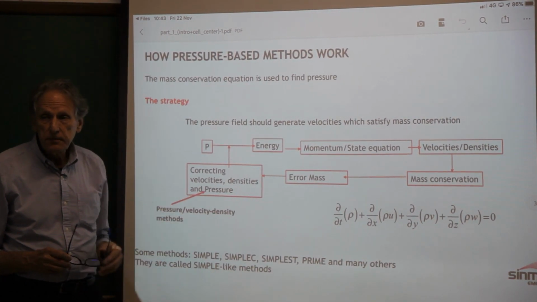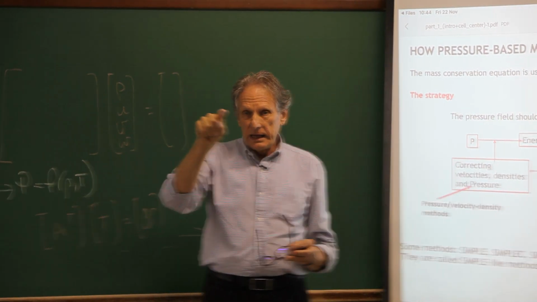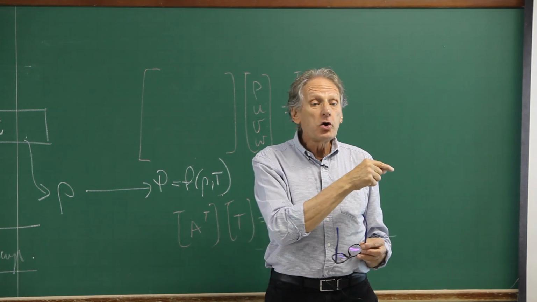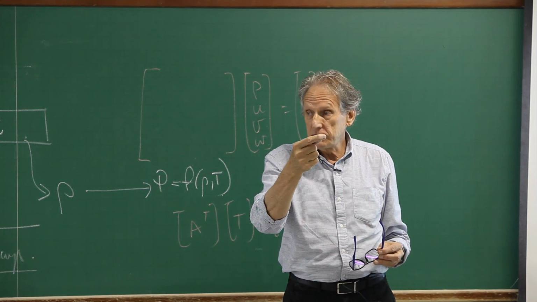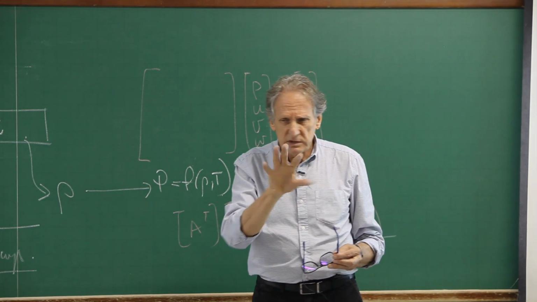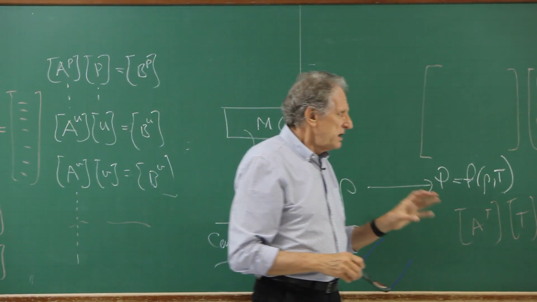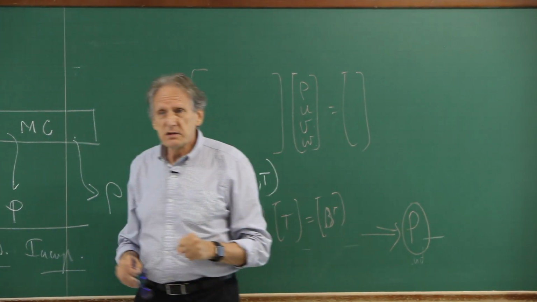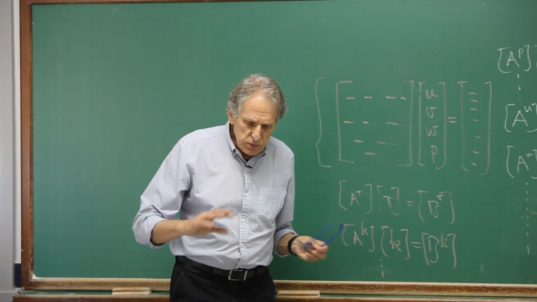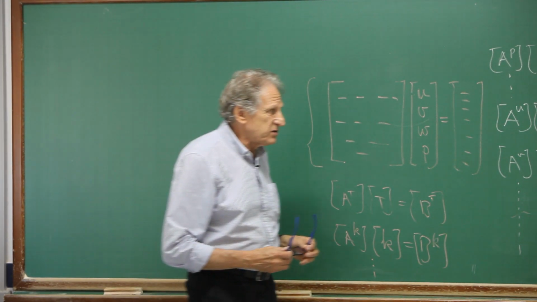So in CFX, there are only pressure-based methods. And the equation for pressure comes from the mass conservation equation, considering the variation of density with pressure and the variation of velocity with pressure. Is it clear? Then you can have a pressure-based solver for compressible as well as incompressible flow. And then some final remarks on that.